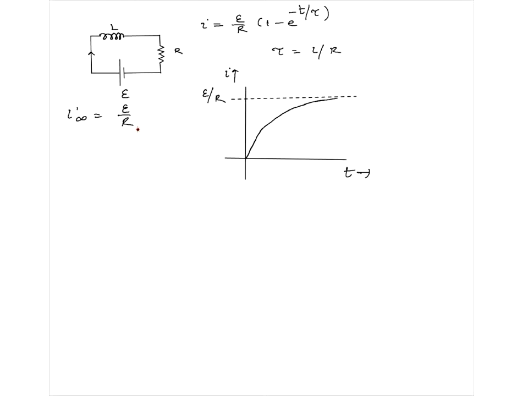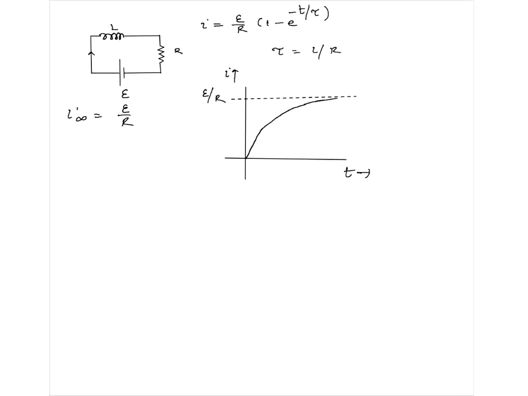Now this thing, L by R, is called the time constant. Tau is L by R, which is called the time constant. And it is a time, of course. And what is the significance of the time constant? If you put t equal to tau, it will be e to the power minus 1. And 1 upon 2.7 is around 0.37. 1 minus 0.37 is 0.63.